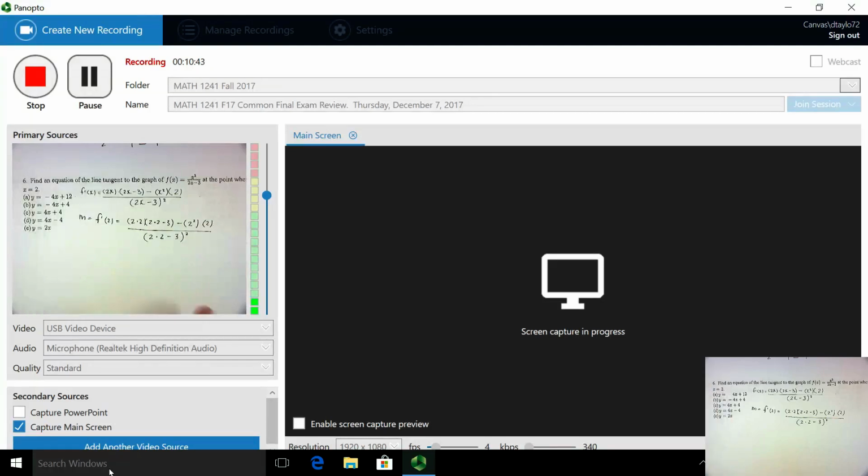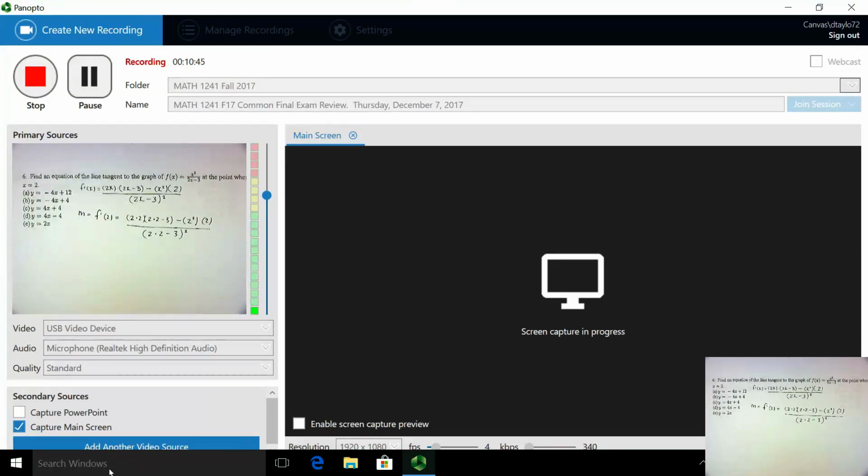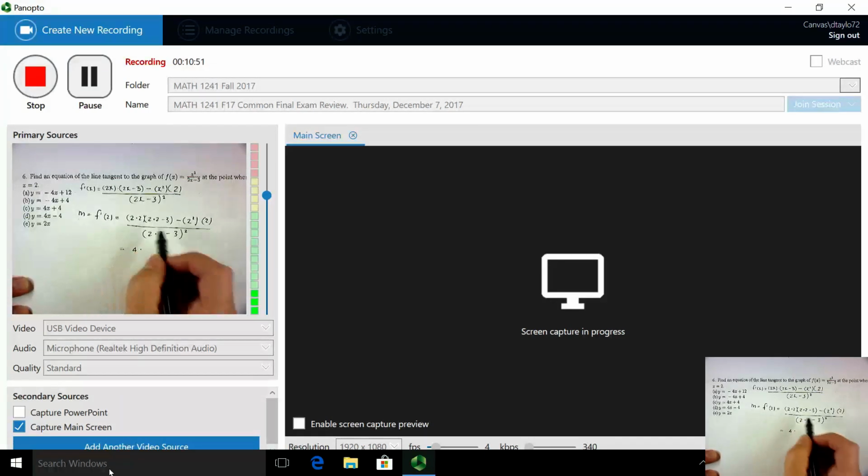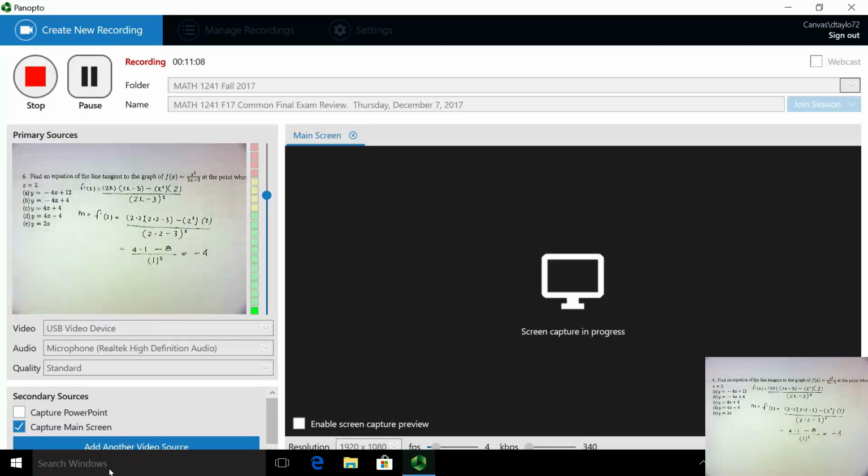All right, so let's calculate. We don't have a calculator, but these numbers are not bad. This is equal to, let's see, 2 times 2 is 4 times, 2 times 2 is 4 minus 3 is 1, minus 2 squared is 4 times 2 is 8, over 2 times 2 is 4 minus 3 is 1 squared. 4 minus 8 is equal to minus 4. All right, so that is the slope of my line.